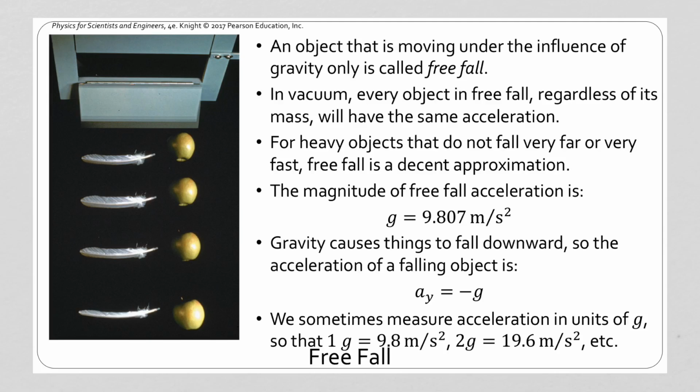But we'll also find that there are various special cases of constant acceleration that exist naturally. One of these examples is what's called free fall. Free fall is when an object is moving under the influence only of gravity. And so what we'll see is that in vacuum, so when there's no air resistance, every object is in free fall and will have the same acceleration regardless of the mass.